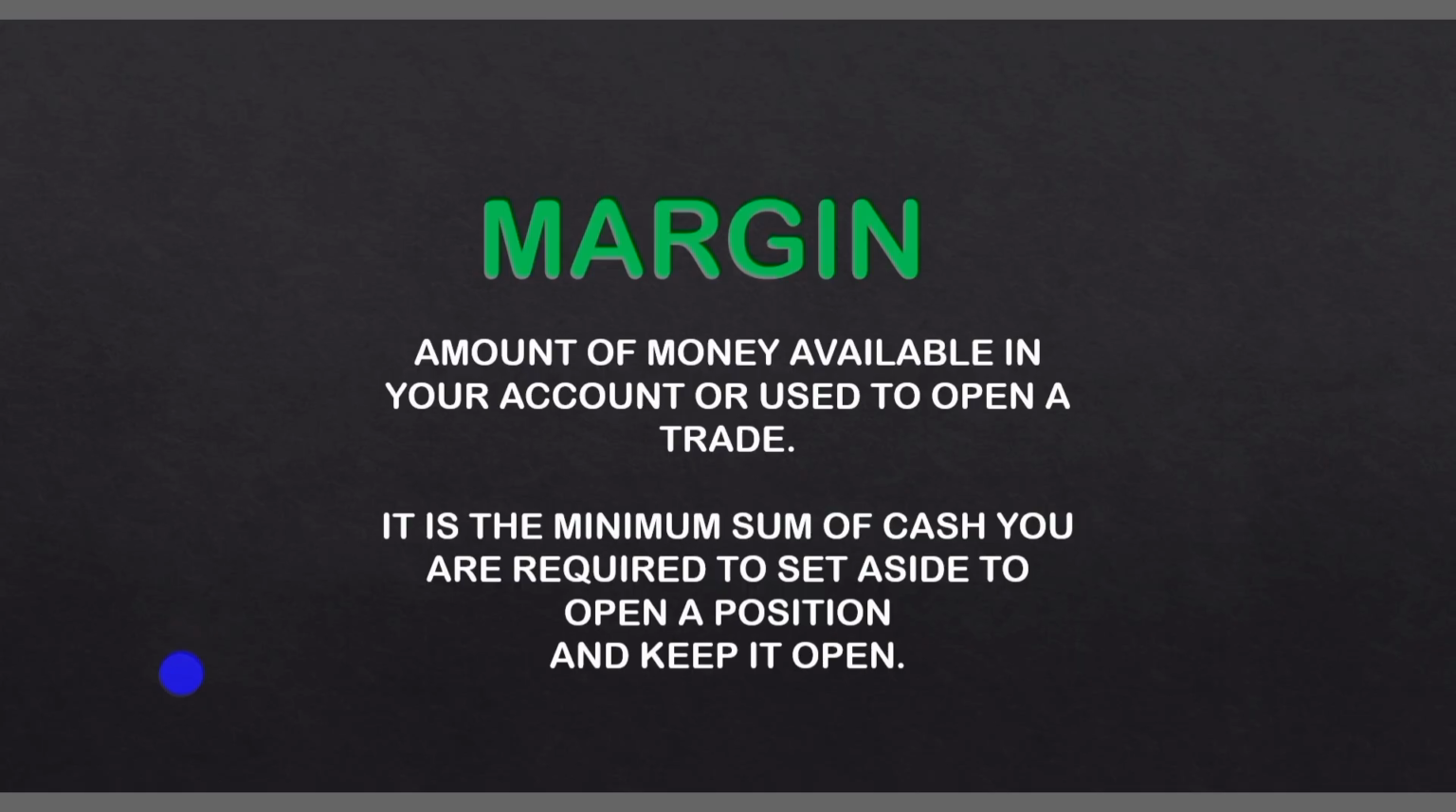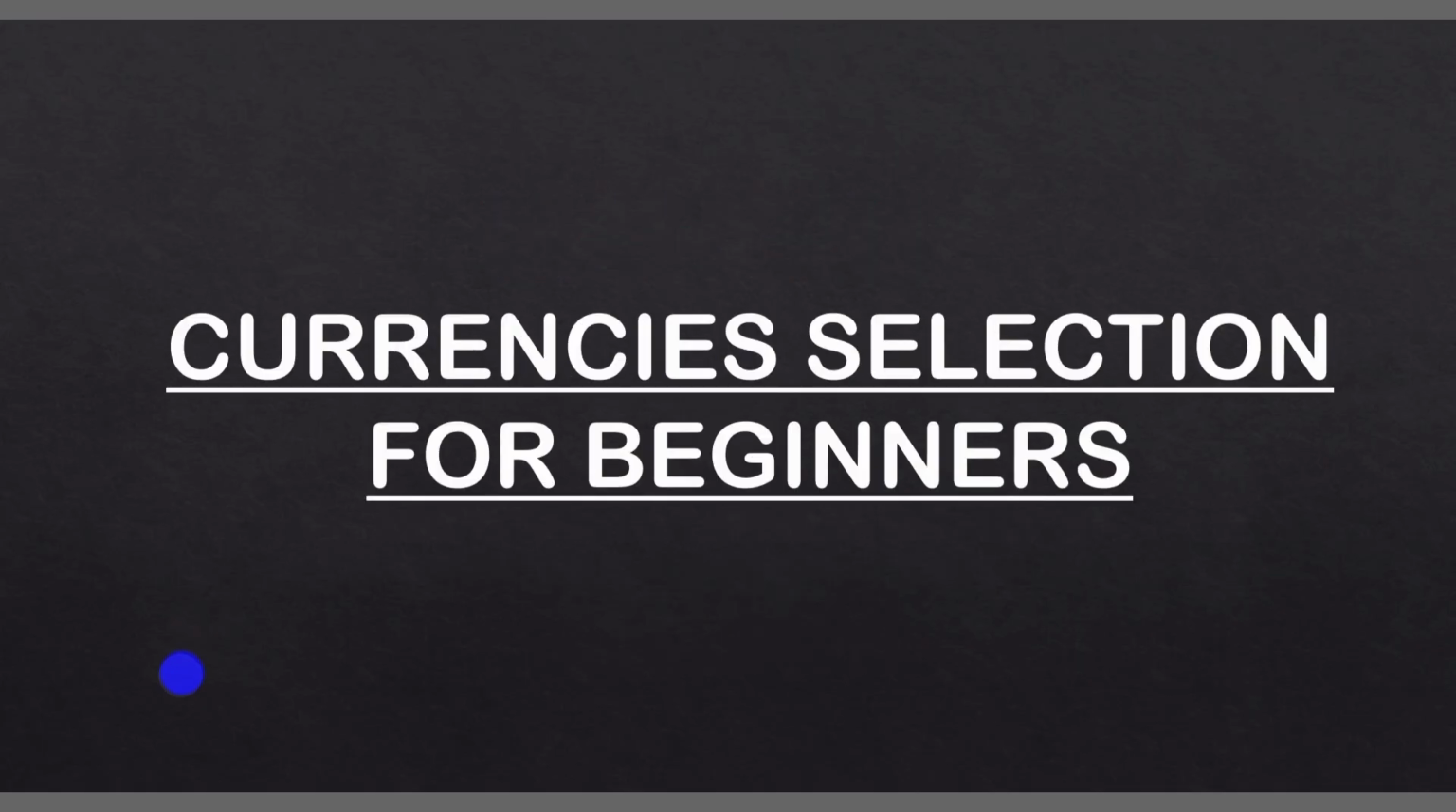So that is why when you check your MetaTrader, you're going to see your balance, margin and all other stuff there. The margin is actually the amount of money that is being used to open a position. The last part of this episode is to look at currency selections for beginner traders.